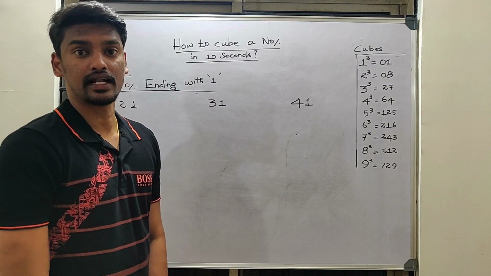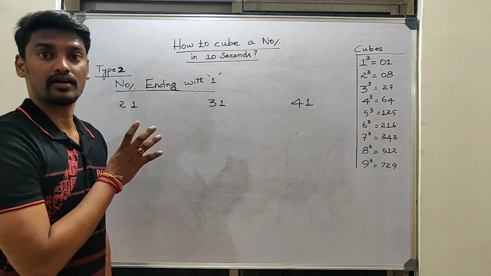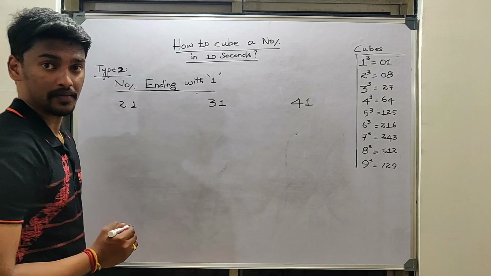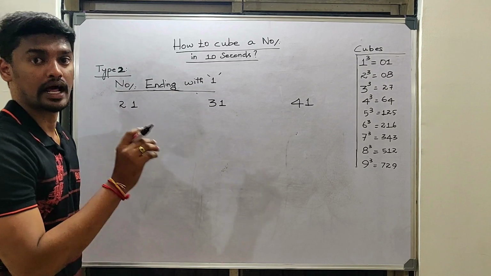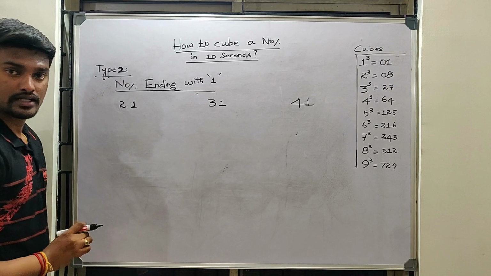So now we will see type 2. So you could see type 2 is exactly the opposite of type 1. So here you could see the numbers are ending with 1, 1 and 1. So that's what I have written here, number ending with 1. In type number 1, it's a number starting with 1 and here it is number ending with 1. So 21 is written over here.